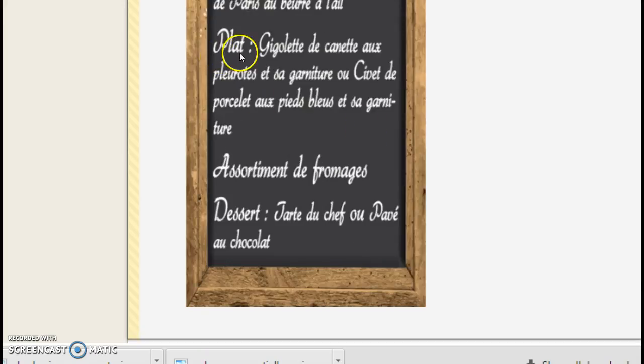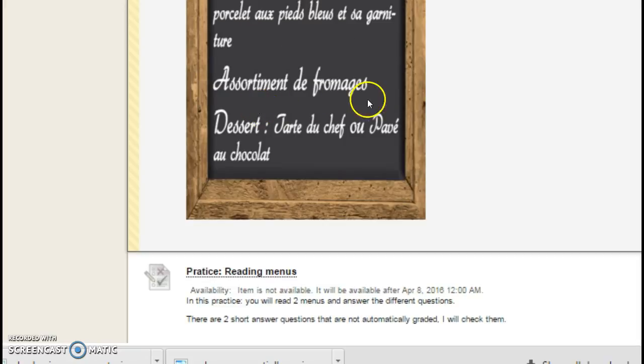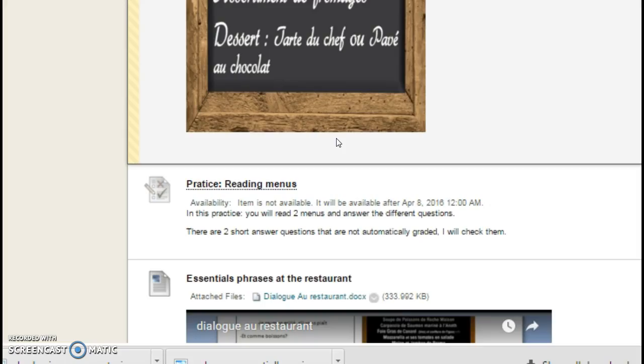You plat, you would have une gigolette de canette, okay? Alors, une canette, it's a young duck, okay? Et pleurote are mushrooms. Et civet de porcelet, that's a younger pig, a younger pork, all right? And then some cheese, and dessert is tarte du chef ou pavé au chocolat. So la tarte du chef, so the chef must have a specialty. He probably prepares his own fruit pie.